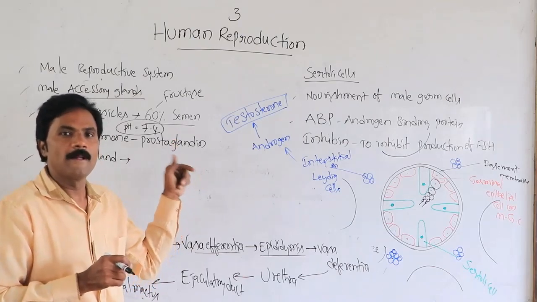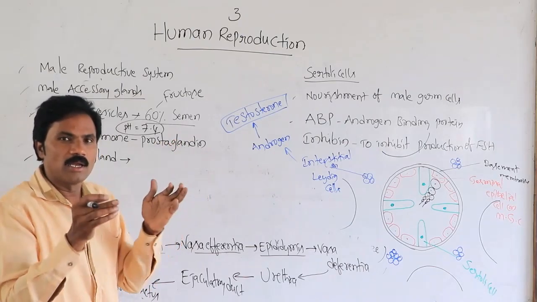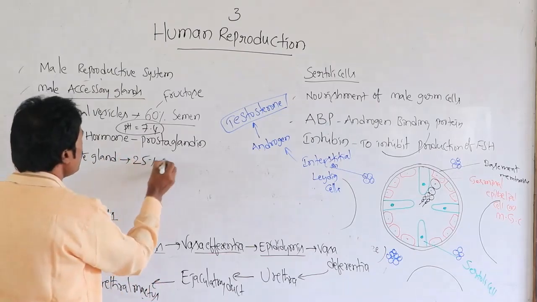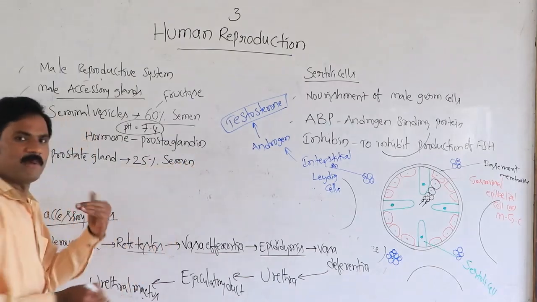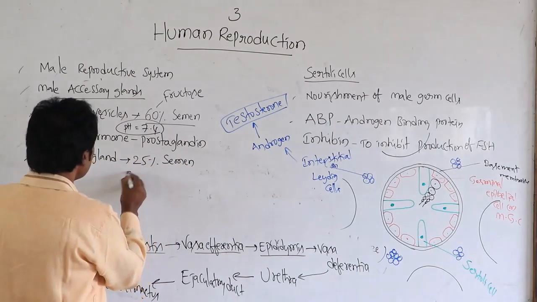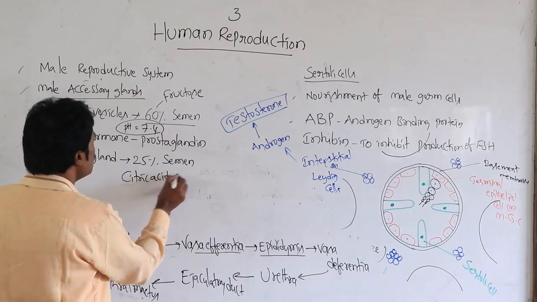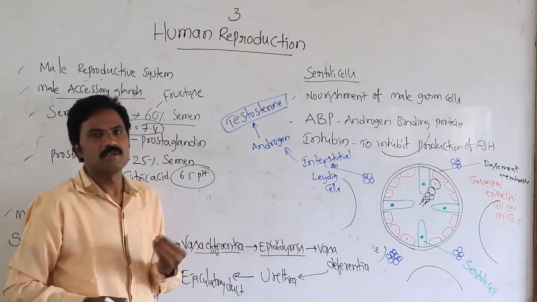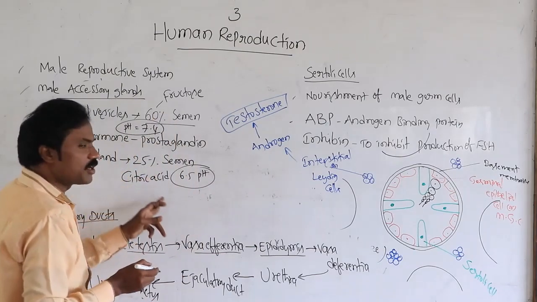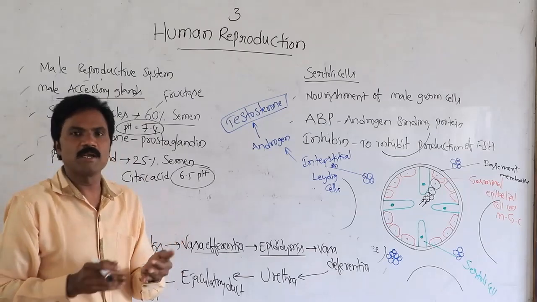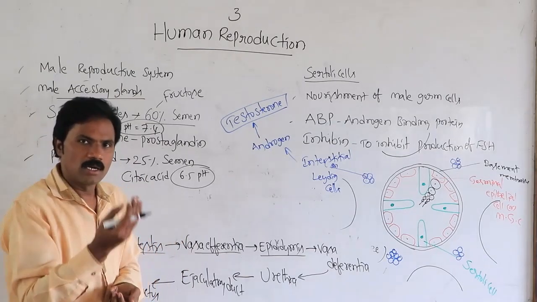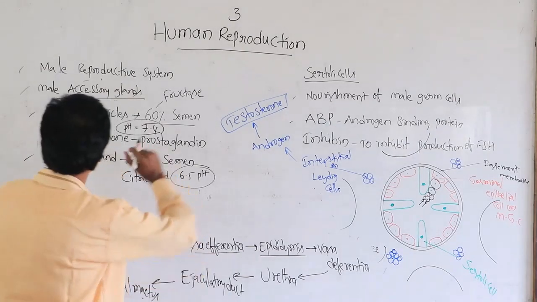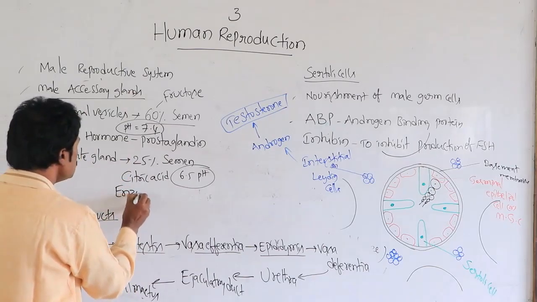With the help of this basic alkaline nature, it becomes neutralized. Then the prostate gland secretes 25% of semen, that means seminal plasma, along with citric acid. That's why the pH value is of a slightly acidic nature. Because of citric acid, it provides nourishment for proper motility of that particular gamete.